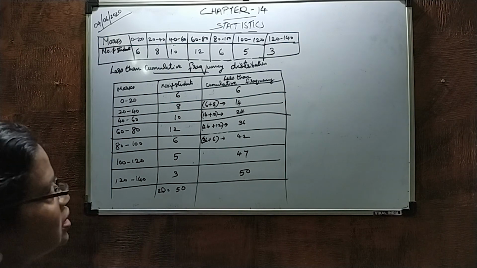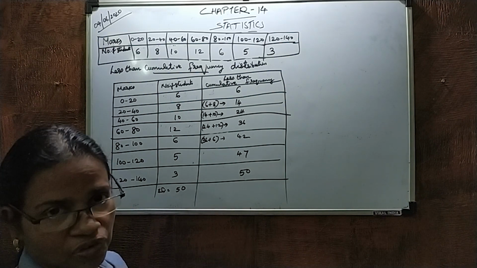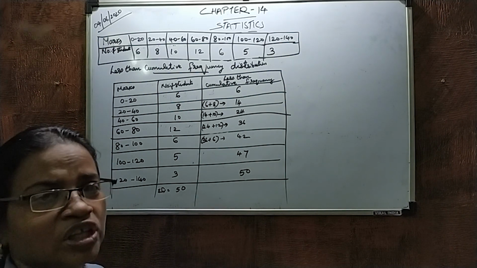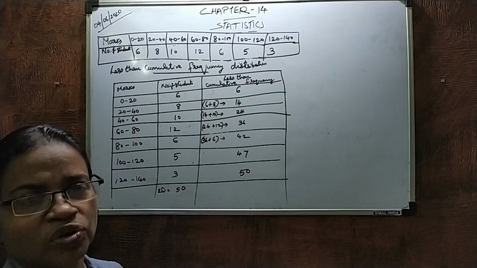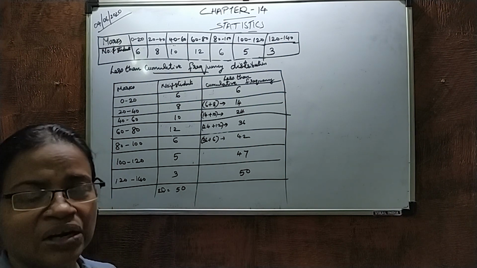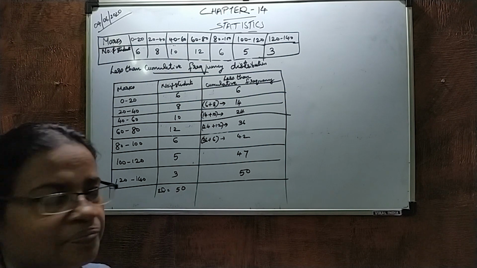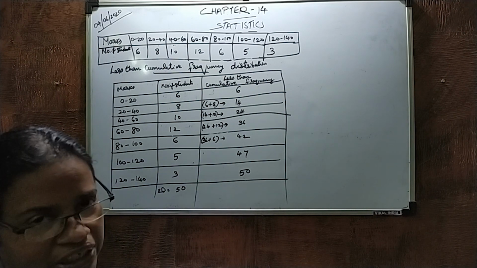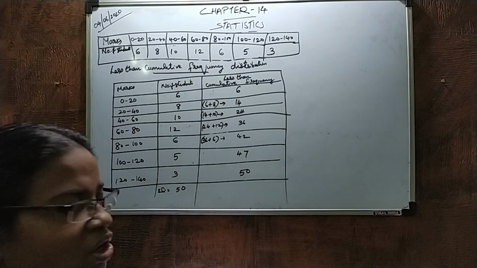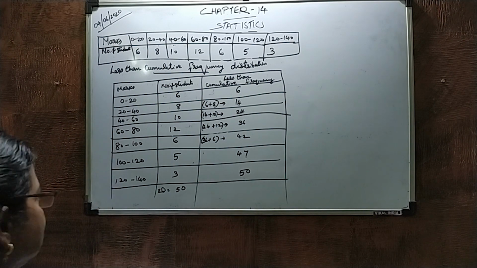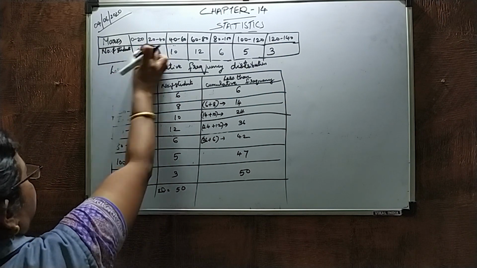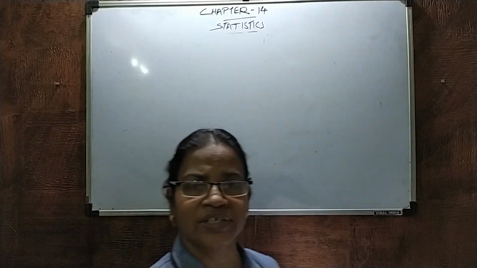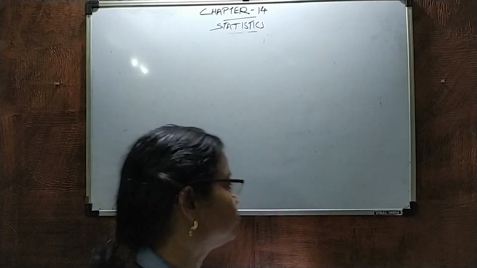Now we will use this less than cumulative frequency distribution for finding the median. For the median also there is a formula. Always learn well about the formulas. All the formulas you have to learn well, and all the letters, what all things are given, everything you have to find out. So next is median. So now we can start the median.